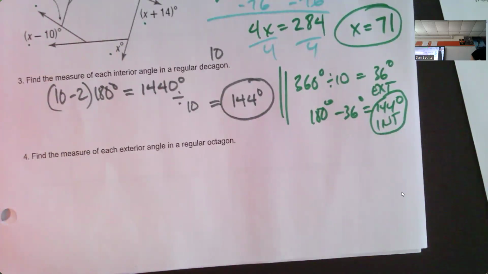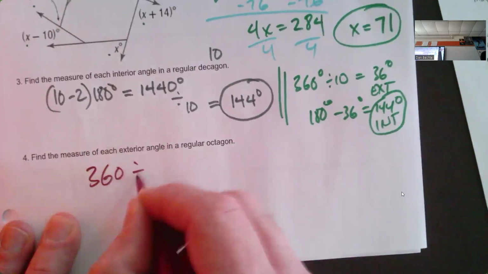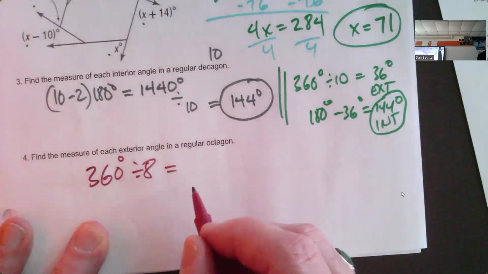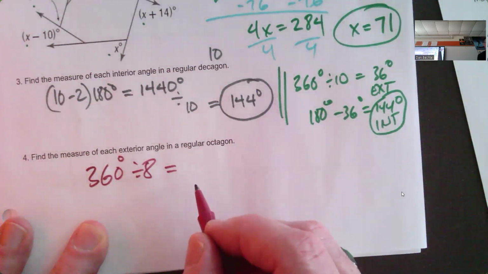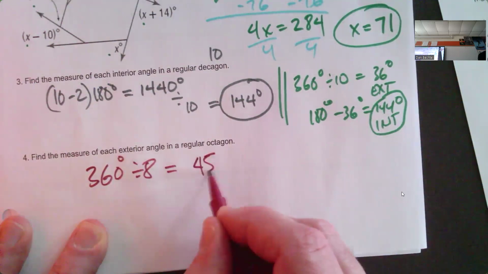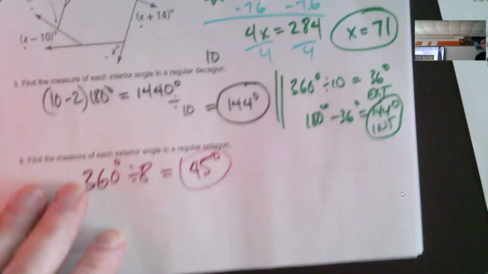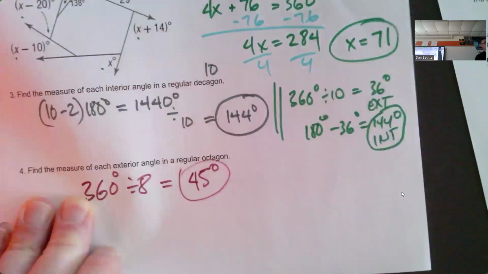Okay. Find the measure of each exterior angle in a regular octagon. Come on, y'all. What do I got to do? 360 divided by 8. Well, that's nice. What do we get? 45. 45 degrees. That's nice. Okay. Everybody good? Are these front and back?